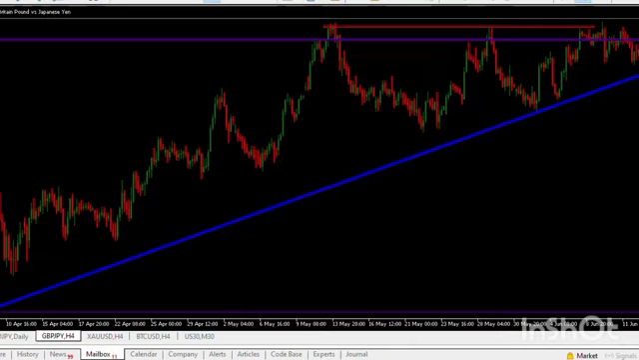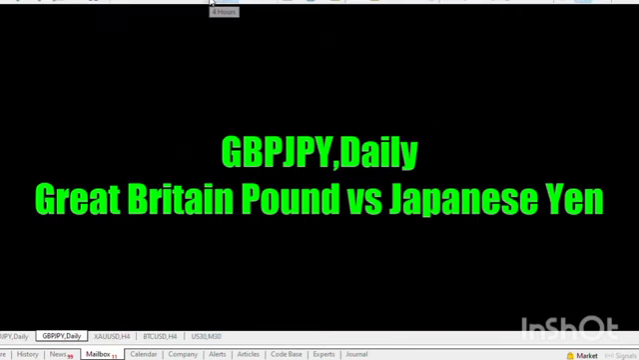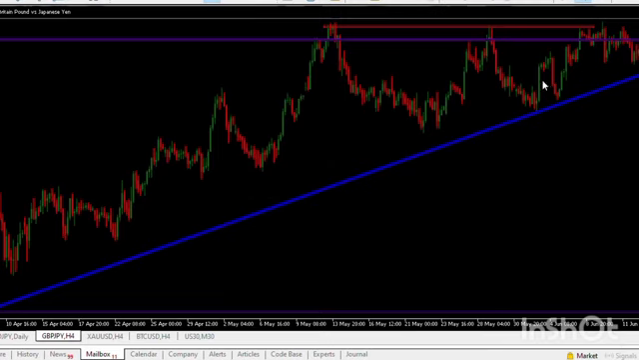Now, this is another chart we can see before us. This is GBP JPY, the pound sterling and Japanese yen. A very quick recap on this. We expected GBP to come down last week, because there was a lot of resistance in the market. But that did not happen. Eventually GBP broke above the structure of the resistance. This was the structure of the resistance.